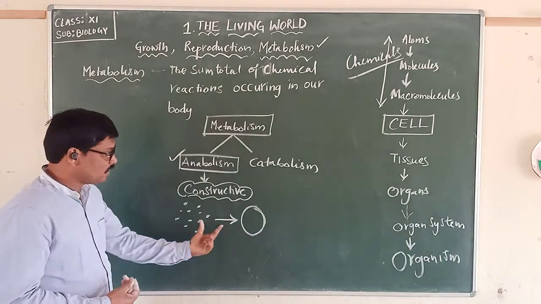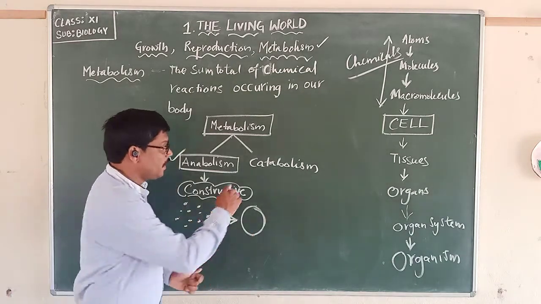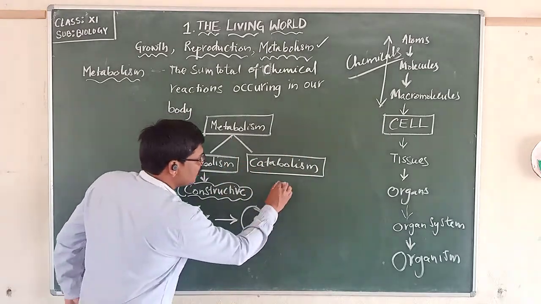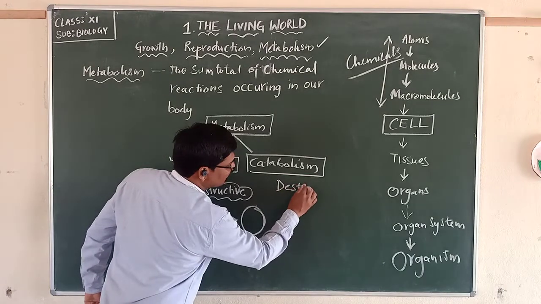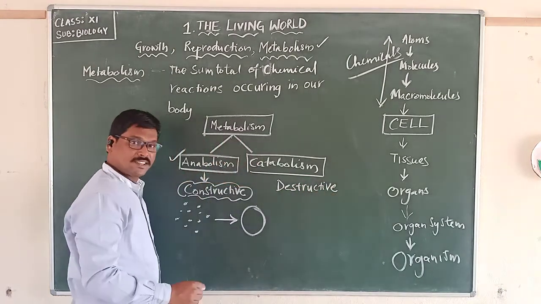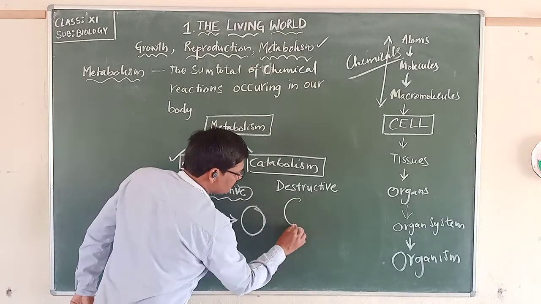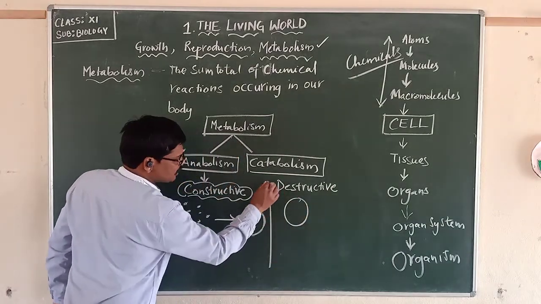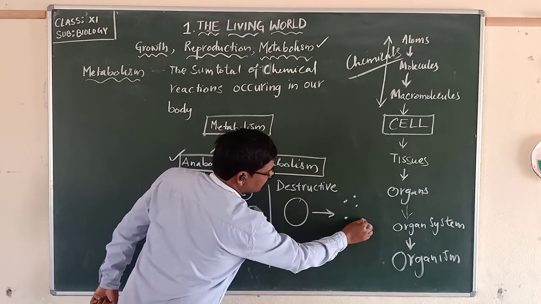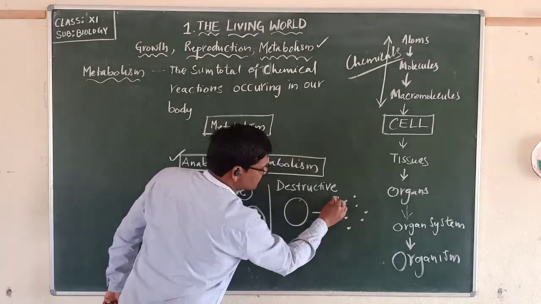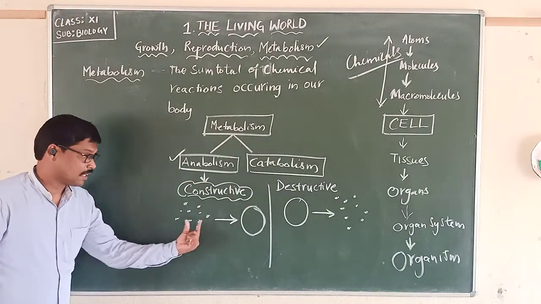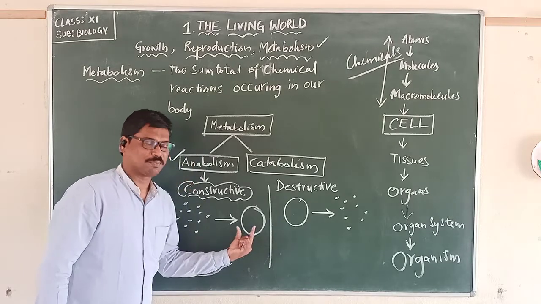But once it is constructed, in catabolism what happens is just the opposite. It is a destructive process, we call it. Means if this is the molecule, this molecule again breaks down into simple molecules. Here what happened? Simple molecules join together to form the complex molecule.